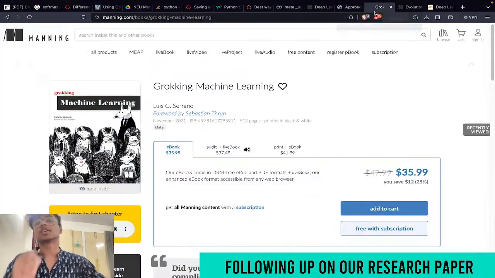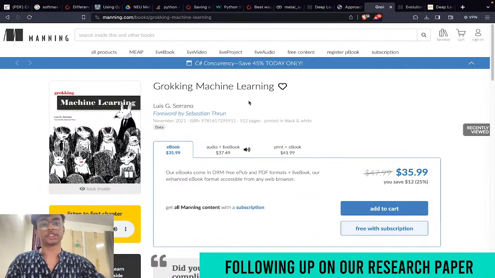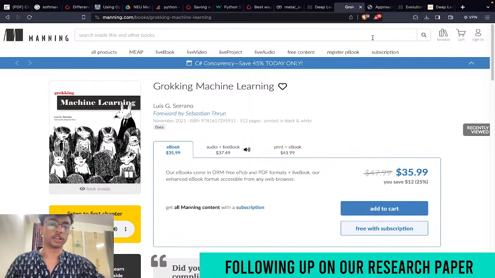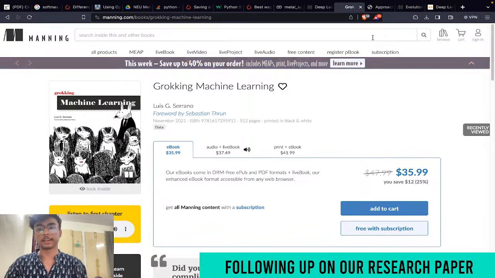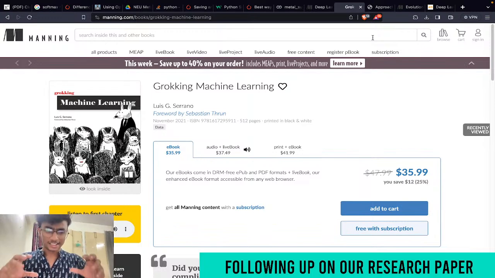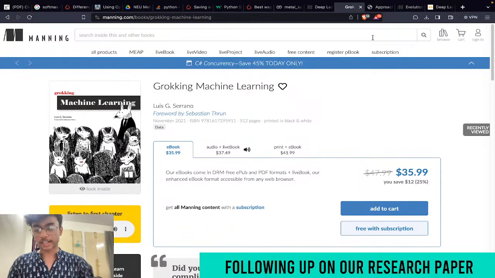If you are just starting out with machine learning, I would say you should read Grokking Machine Learning first, and after that you should read Approaching Almost Any Machine Learning Problem. If you are just starting with machine learning, this book goes through a lot of illustrations to explain machine learning, and you will get a basic instinct for it. Literally, you will get an instinct for it.